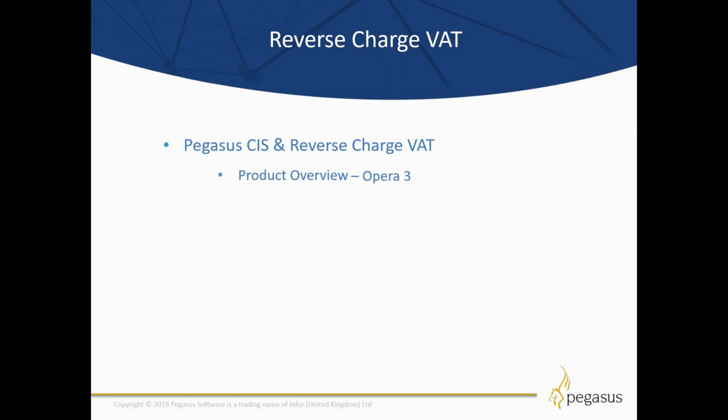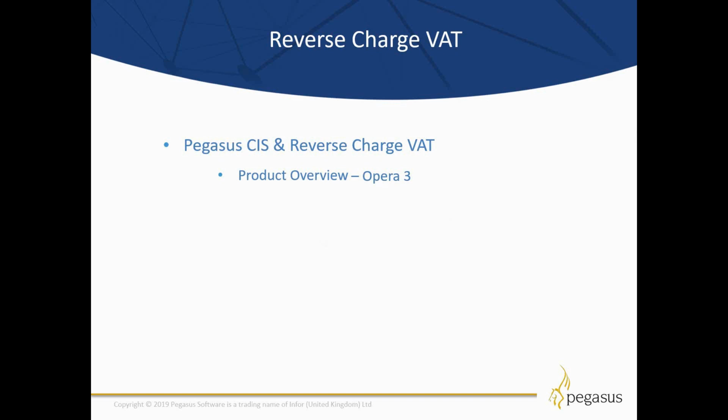I am conscious that I've concentrated on Pegasus CIS in this part of the presentation, but I am aware that we also have a number of our customers that operate in the construction marketplace but only have Opera 3. They use Opera 3 for their sales and purchase invoicing. We did discuss earlier that the VAT codes are created in Opera 3. This is because it is those Opera 3 VAT codes that determine if a transaction is to be under standard VAT processing or under reverse charge.